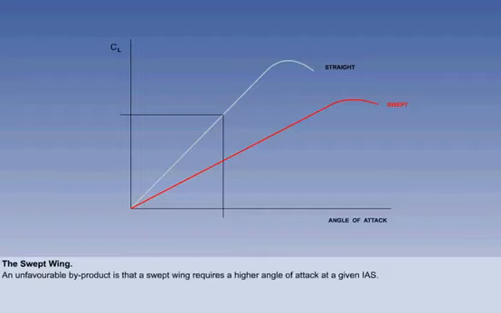Let's now consider an unfavourable byproduct of a swept wing. Illustrated is an angle of attack that gives the required lift coefficient from a straight wing. To obtain the same lift coefficient from a swept wing requires a higher angle of attack. The disadvantage to an aircraft with a swept wing is that it must fly with a noticeably higher nose attitude at low indicated airspeeds. This complicates landing gear design, including the possibility of tail strike when taking off and landing, plus reduced visibility from the flight deck.